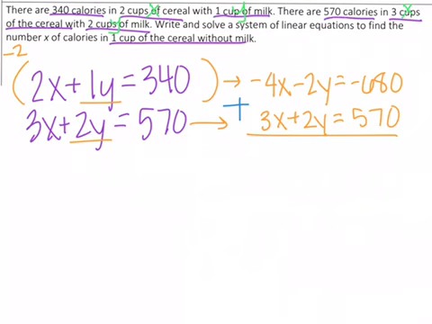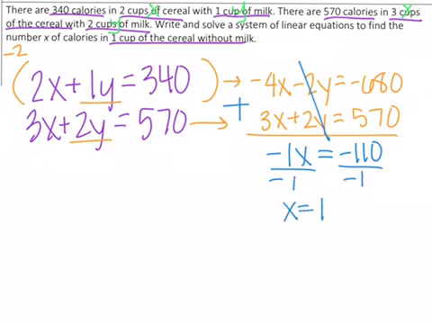-4X plus 3X is -1X. -2Y plus 2Y is 0. They eliminate. They are gone. And then -680 plus 570 is -110. So to get X by himself, we divide by -1 on both sides, and we get that X is equal to positive 110.